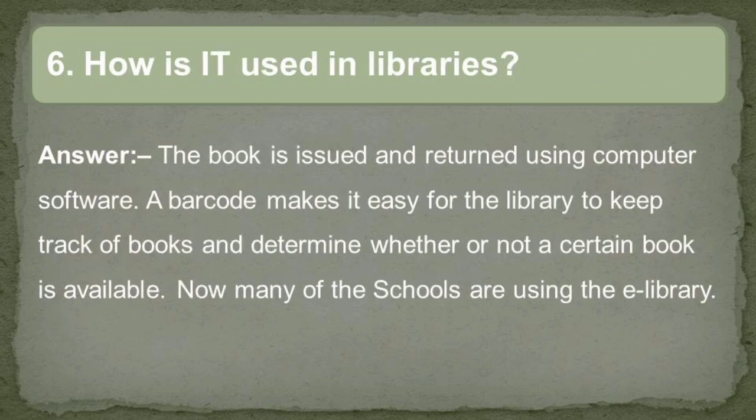Question 6. How is IT used in libraries? Answer: the book is issued and returned using computer software. A barcode makes it easy for the library to keep track of books and determine whether or not a certain book is available. Now many of the schools are using the e-library.